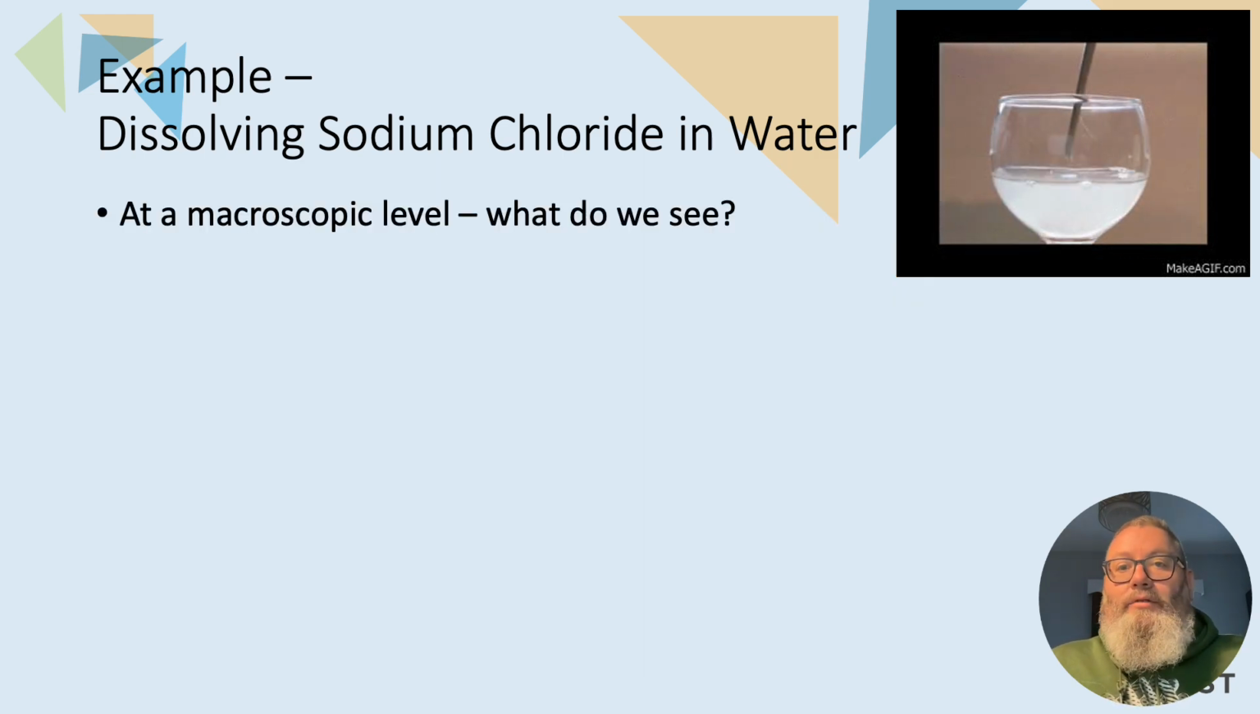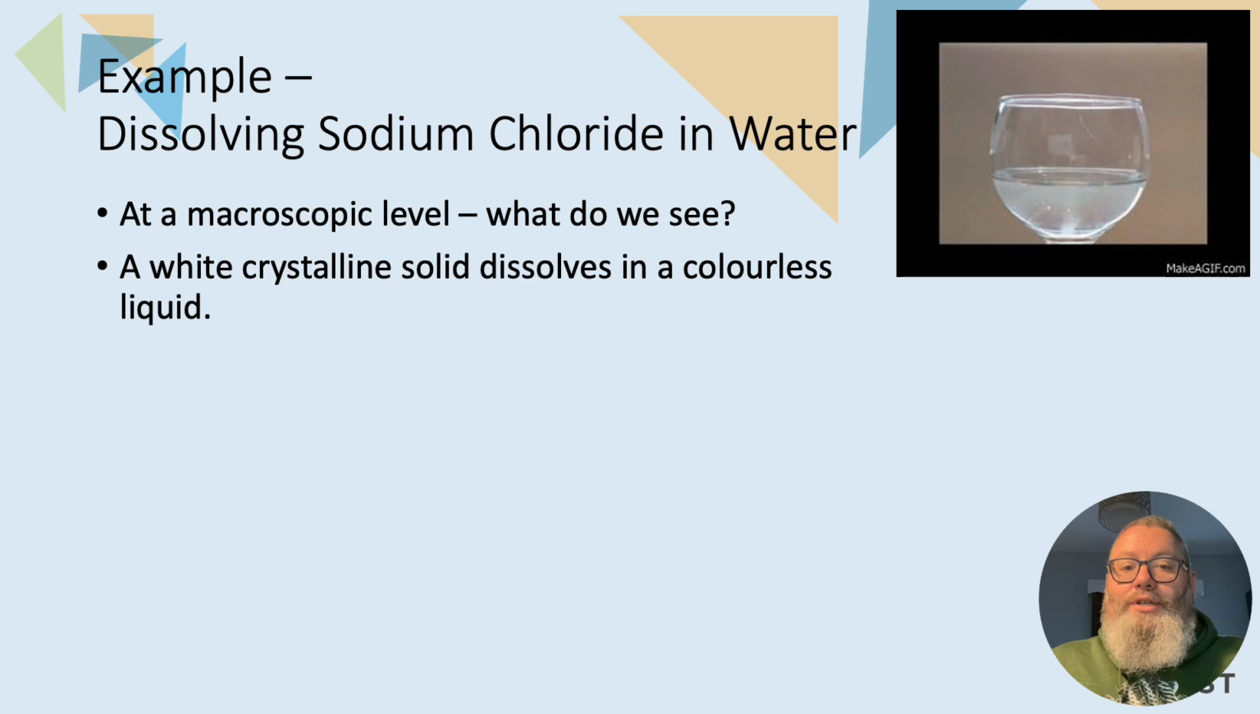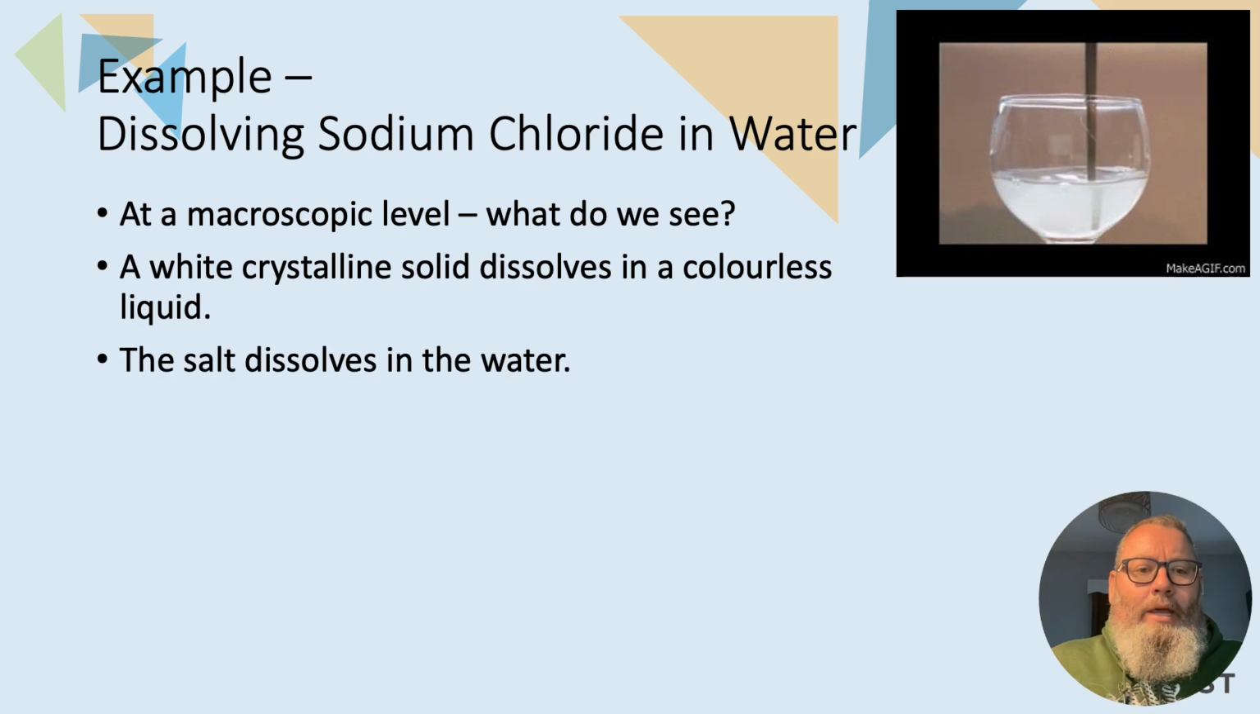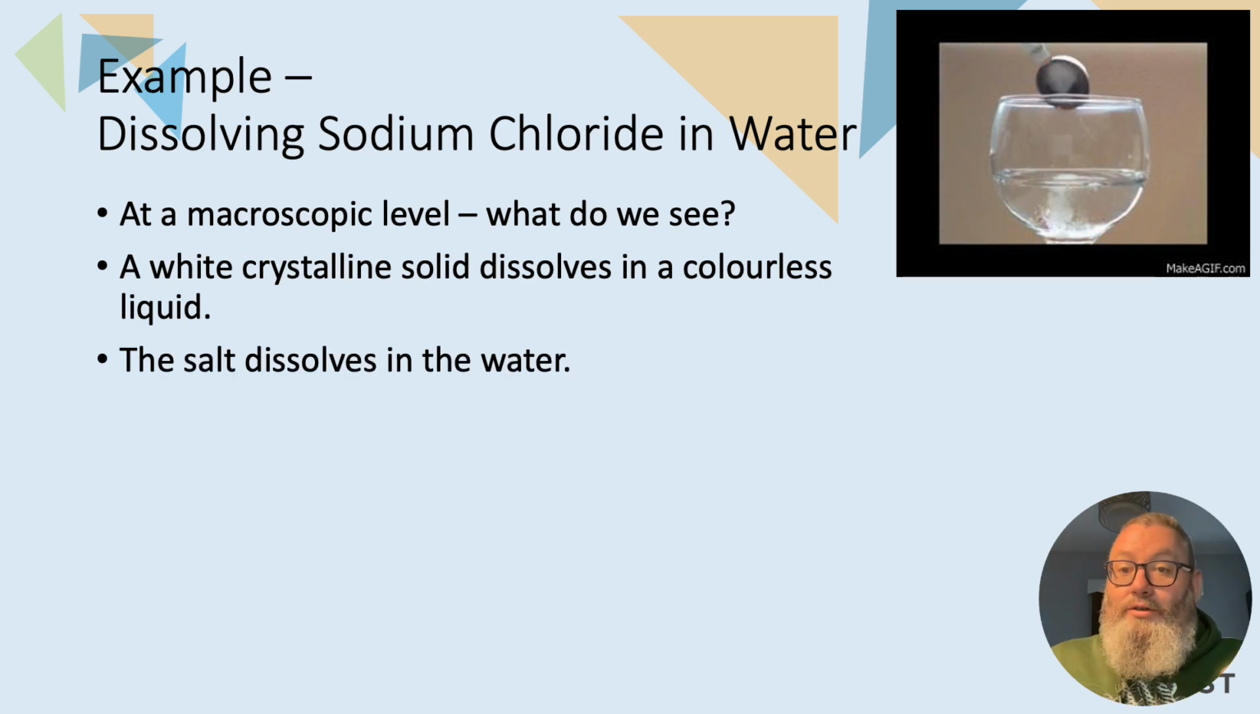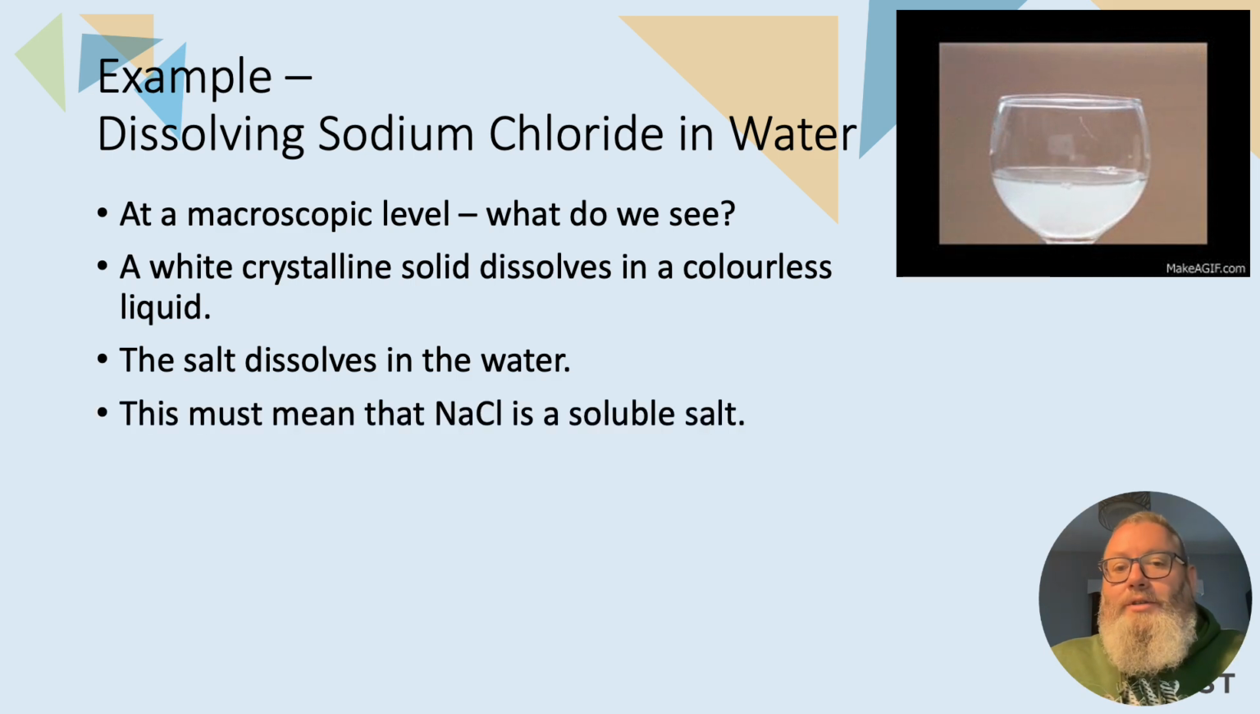At macroscopic level, what do we see? Well, we see a white crystalline solid dissolving in a colourless liquid. So we say crystalline because it's got crystals in it. It looks like sort of salt or sugar. It's not a powder, is what we mean by crystalline. The salt dissolves in the water. It appears like it disappears. It doesn't really. It's still there. It's just floating around. This must mean that NaCl, sodium chloride, is a soluble salt.